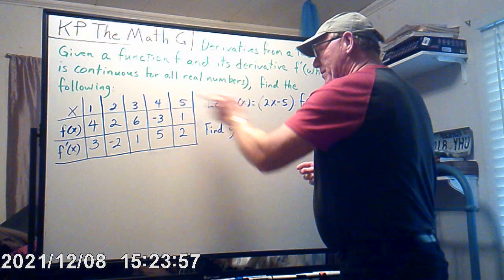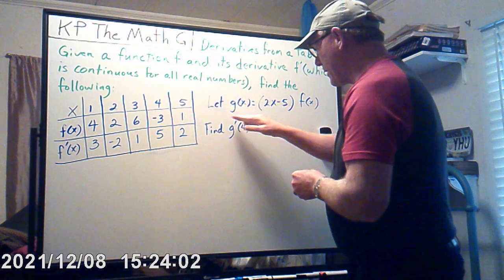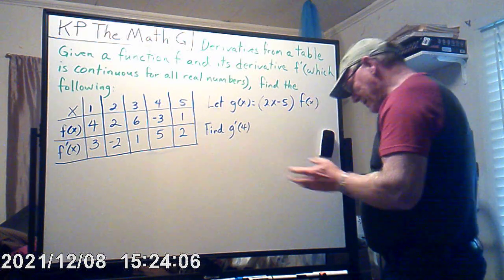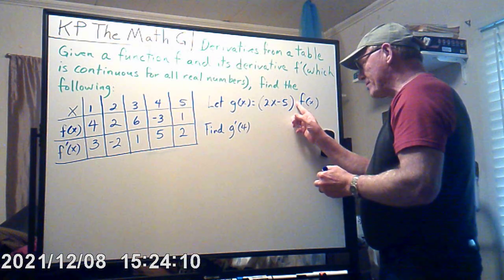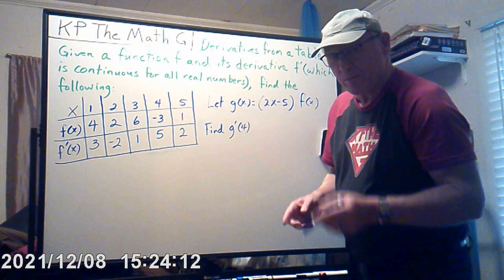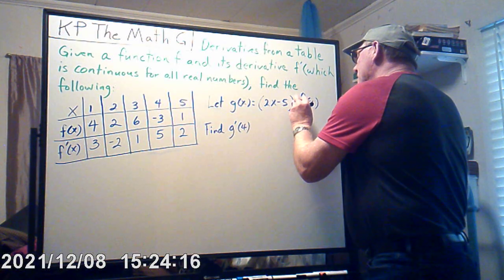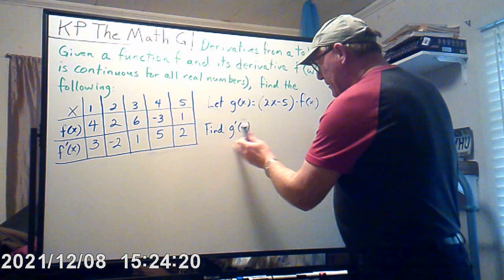Anyway, find the following. We want to let g at x be 2x minus 5 times f at x. Now, a lot of times when you see a problem, you will not see the times sign there, but it is understood to be there. We want to find g prime at 4.